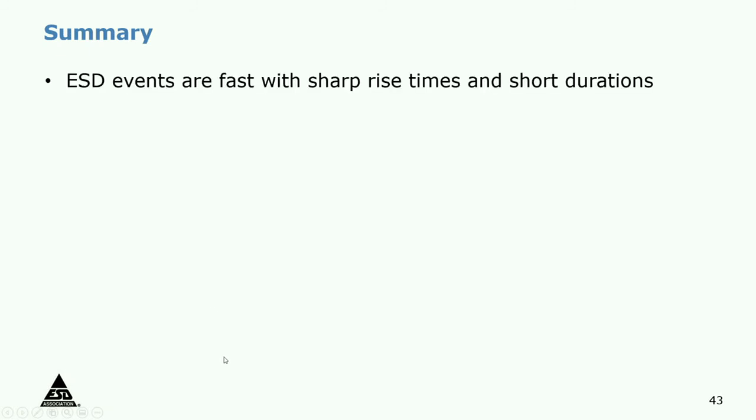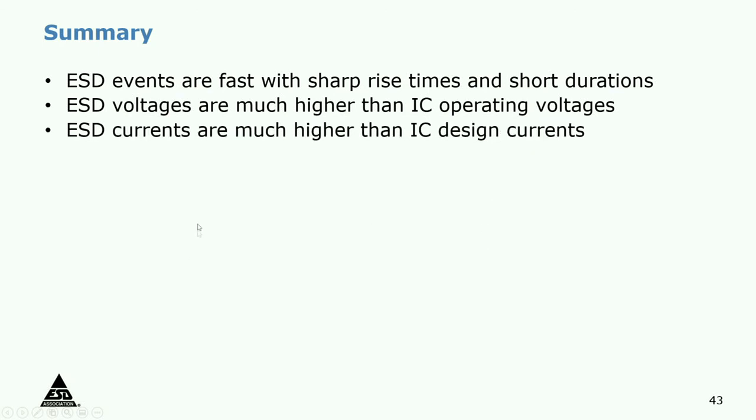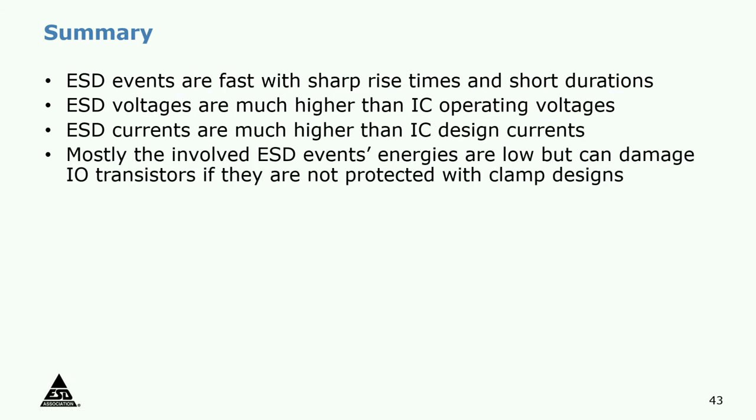So let me summarize here. ESD events are fast, with short rise time and short durations. ESD voltages are much higher than IC operating voltages. ESD currents are much higher than IC design currents. So the current regimes are very different. Mostly the ESD event energies involved are low, but can damage IO transistors if they are not protected with clamp designs.